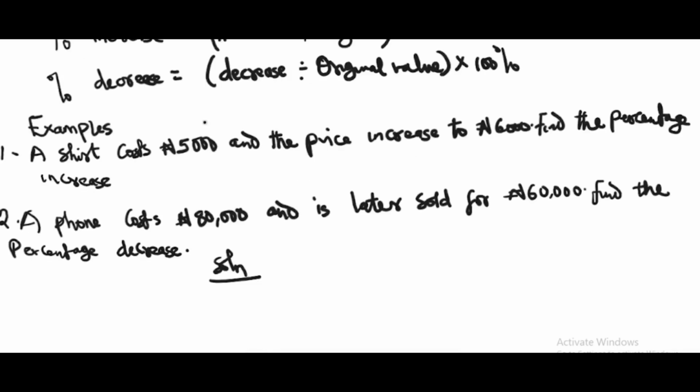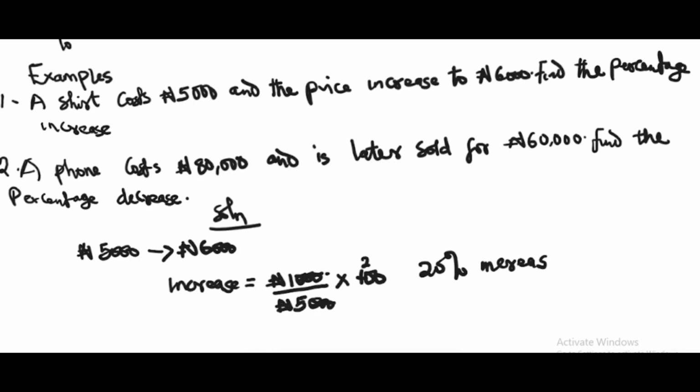Percentage increase is the increase divided by the original value and then multiplied by 100. So if the shirt price moved from 5,000 to 6,000 naira, what is the increase? That change. So the increase is, subtract 5,000 from 6,000 and that will give you 1,000 naira. So this 1,000 naira divided by the original price, which is 5,000, and then multiply by 100, because we need the percentage. The 3 zeros here will cancel these 3 zeros, and then 5 divided by 10 will give you 2. So we have 20% increase. If it is a decrease, we specify 20% decrease.